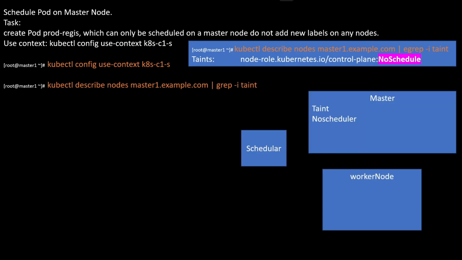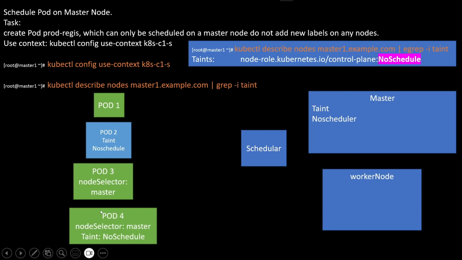Let's take an example of what a taint is and how it impacts the scheduling process. This is my master where the taint is set for NoSchedule, and there is a worker node where no taint is applied or added. And this is my scheduler. The scheduler's job is to schedule newly created pods. The scheduler's responsibility is to decide on which node this pod must run. And we have four pods. For one pod, there is no taint. When I click here, the scheduler will check and create it on the worker node.